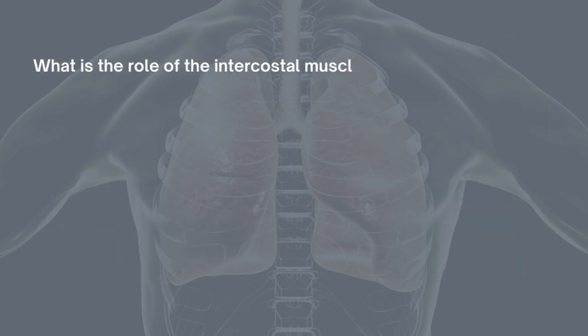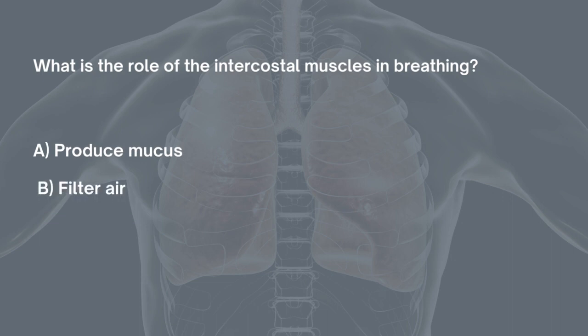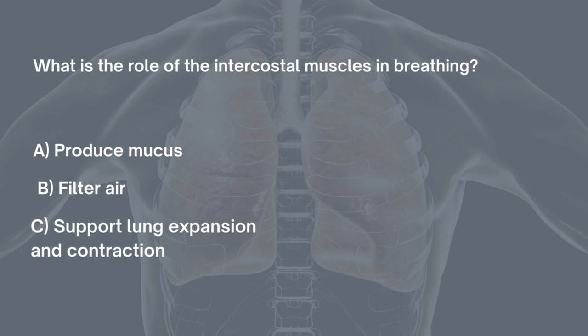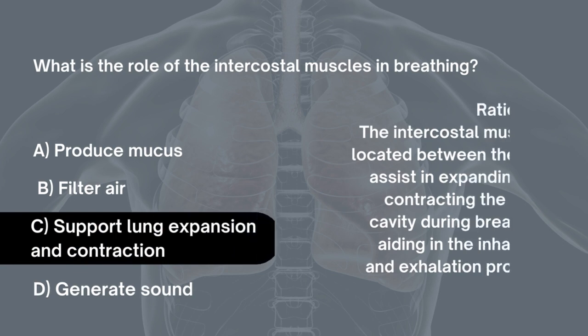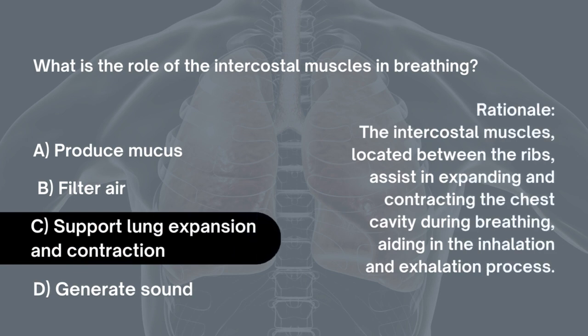What is the role of the intercostal muscles in breathing? A. Produce mucus. B. Filter air. C. Support lung expansion and contraction. D. Generate sound. Rationale. The intercostal muscles, located between the ribs, assist in expanding and contracting the chest cavity during breathing, aiding in the inhalation and exhalation process.